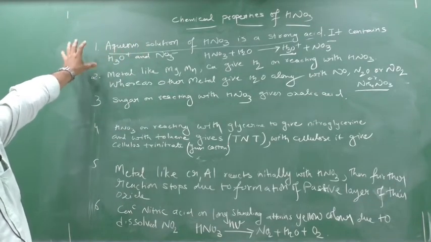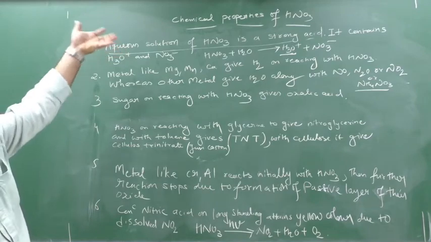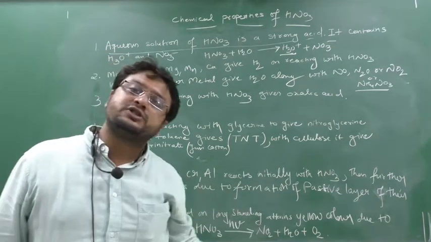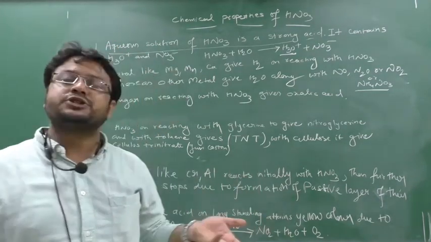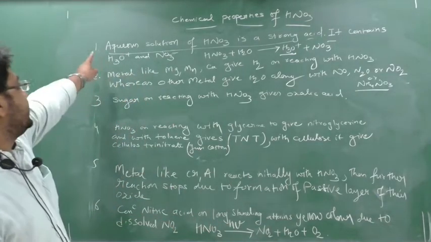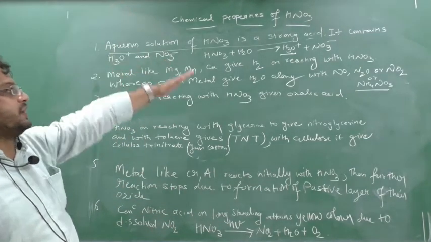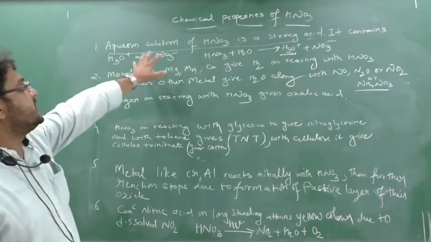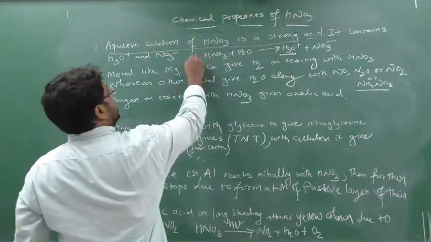That's why we say nitric acid is a strong acid. Why a strong acid? Because it yields H3O plus or H plus in its aqueous solution, like H2SO4 or HCl. Clear? So the first point: the aqueous solution of nitric acid is a strong acid. It contains H3O plus and NO3 minus, and this is the reaction.